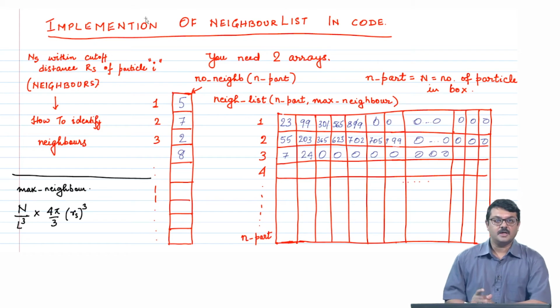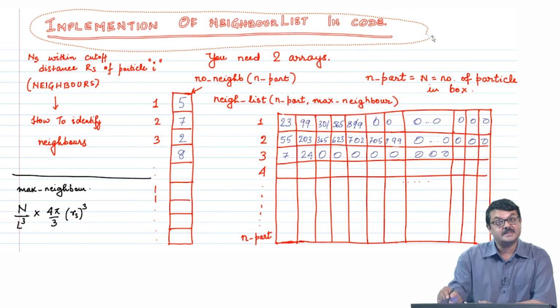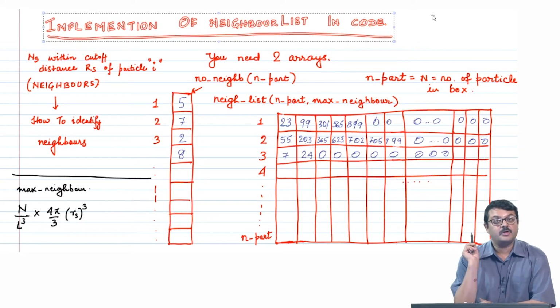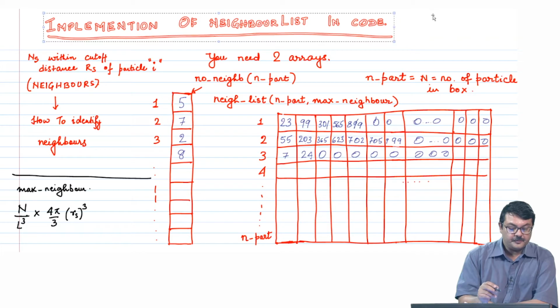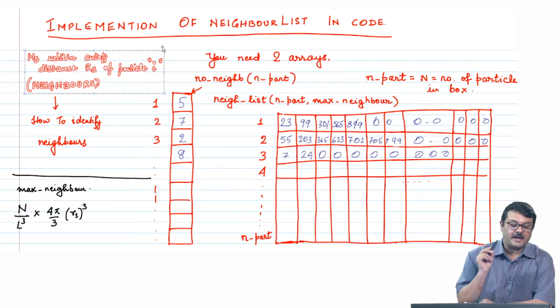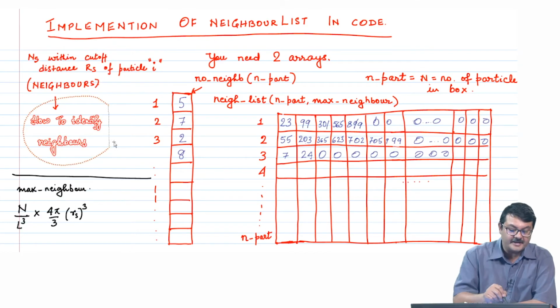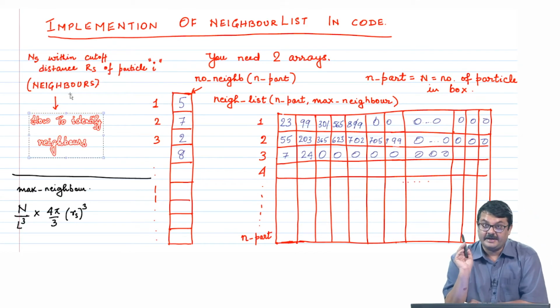Now let us discuss the implementation of neighbor lists in the code. What do we have to identify? We have to identify the neighbors. What are neighbors? All the particles, the ns particles which are within distance rs of particle I. So, they are the neighbors, and we have to identify them and store them in an array.